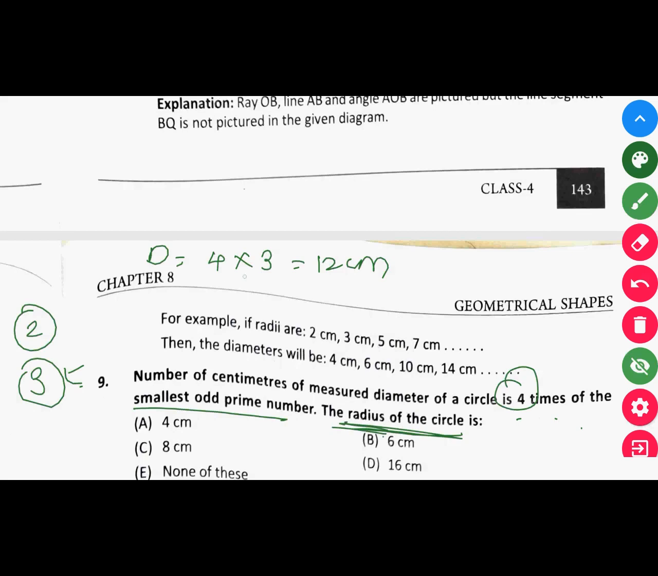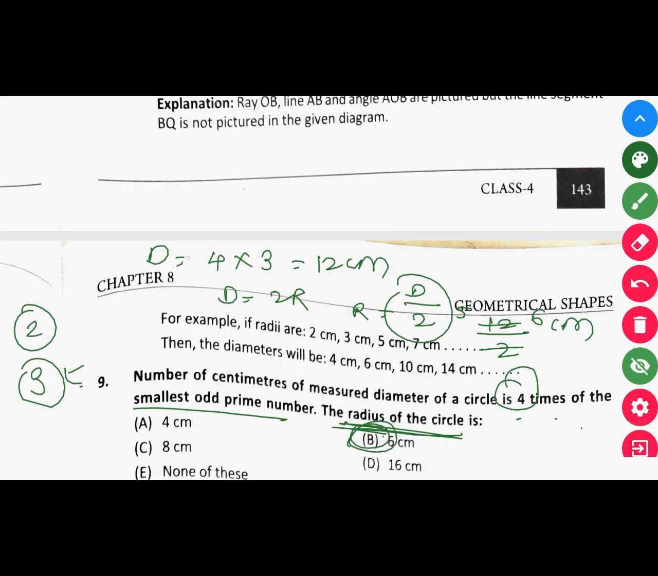Now we have to find the radius of the circle. So we know diameter is equal to 2 radius. So radius is equal to diameter divided by 2. If the diameter is 12 centimeter, so 12 divided by 2, 2 sixes are 12. So our radius is 6 centimeter.